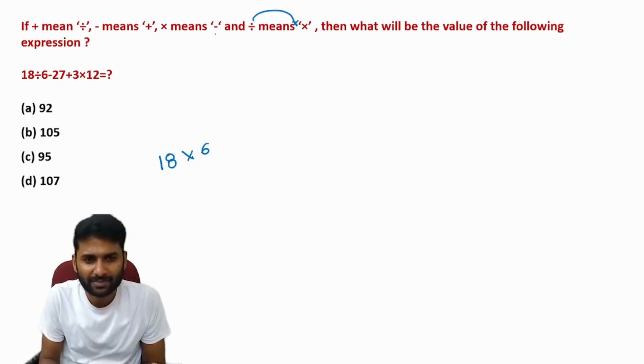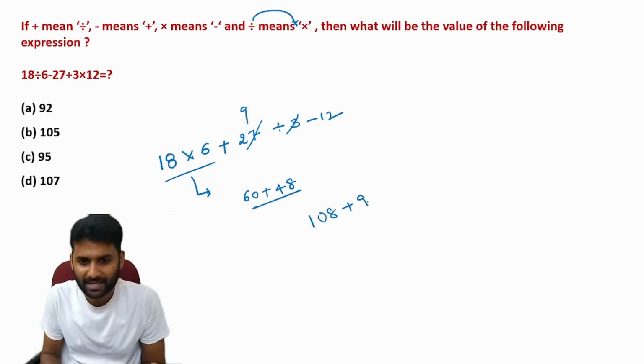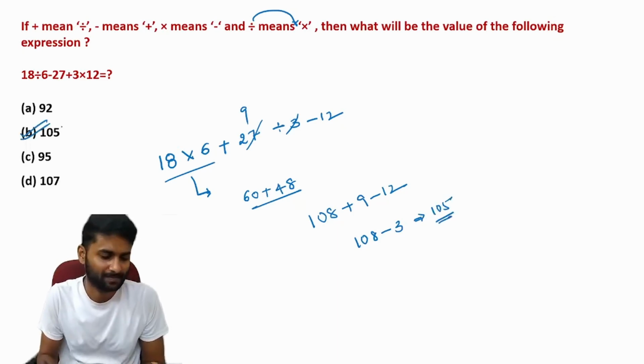Minus, guys, if you observe, minus here means you have to replace it with plus 27. And plus means divide by 3, and multiplication means minus 12. Go through the expression here; it is exactly 9 times. So 6 into 8, 6 tens are 60, 8 sixes are 48, then the total value is 108 plus 9 minus 12. Finally, 108 minus 3, the result becomes 105. That is the correct answer.